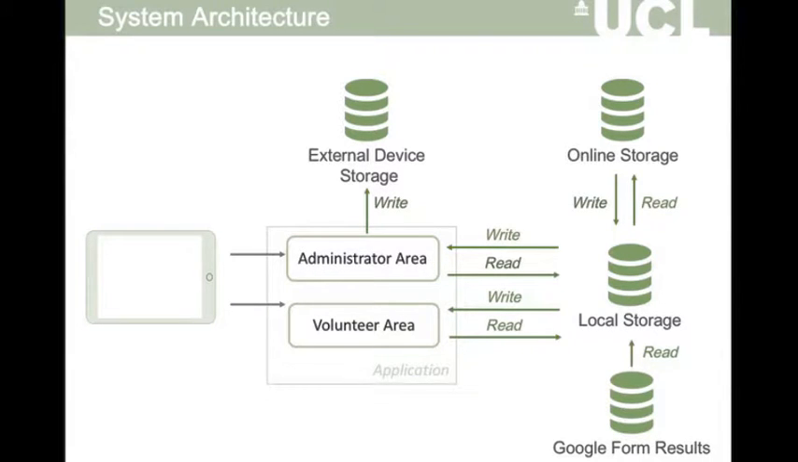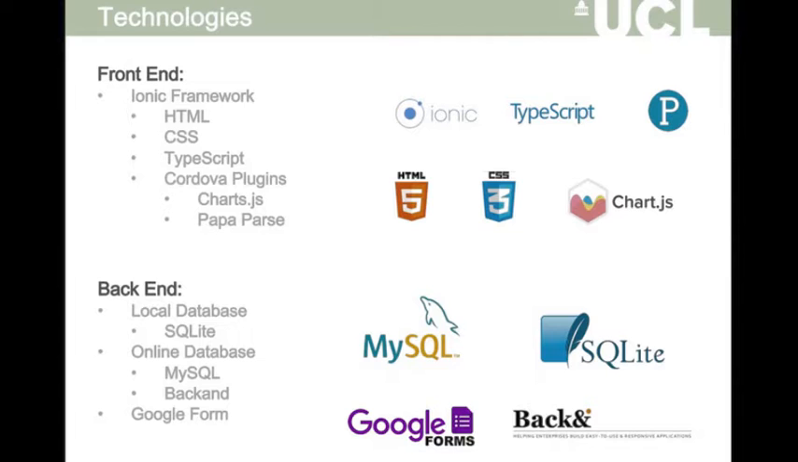To meet the requirements set out by the client, 4 different storage locations are utilized in the project's architecture. The Google form results are assimilated directly into the local database, centralizing the volunteer data. The entire local database can be backed up online at the push of a button, provided an internet connection is present. And CSV files of volunteer data can be exported to the device's external storage directory and sent on via email to the intended destination.